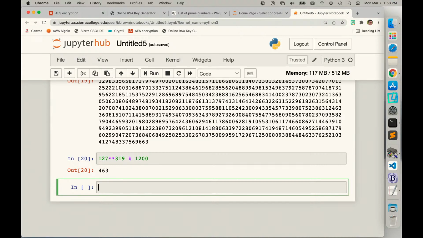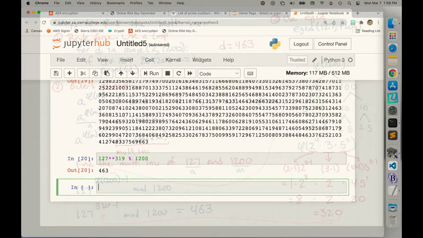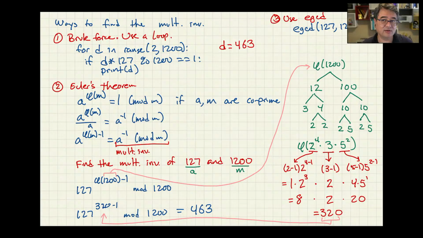So that one was number 3, use EGCD. So we're going to do EGCD of, what was it, 127 and 1200. Oh, I realize now that you couldn't see all the stuff that I was on, was I, no, okay, I'm good. For a moment there I was thinking, oh, you didn't see any of the calculations I just did, but you did.